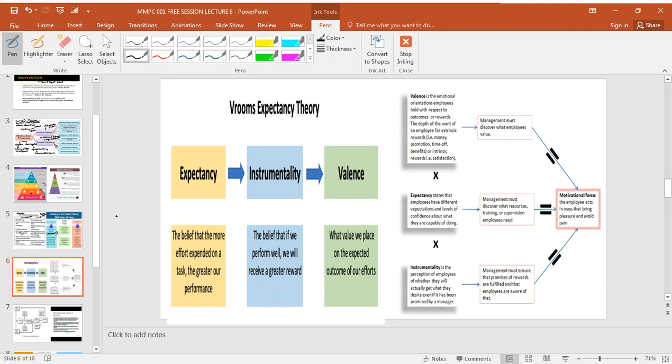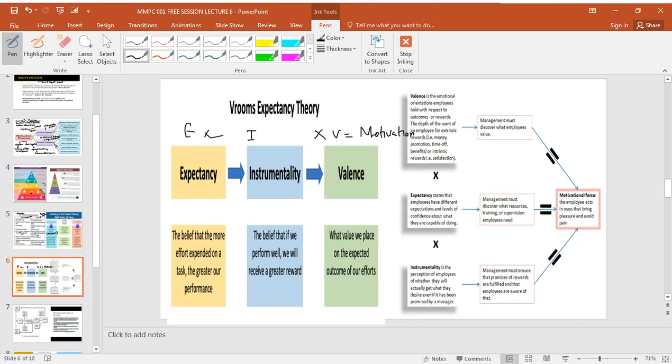So what do you mean by Vroom's theory? In Vroom's theory, we have three variables, that is expectancy, instrumentality, and valence. Expectancy into instrumentality into valence. The product of these three will give you the motivation. That is the equation you have to remember. So expectancy, instrumentality, and valence. The product of these three will lead to motivation, right?